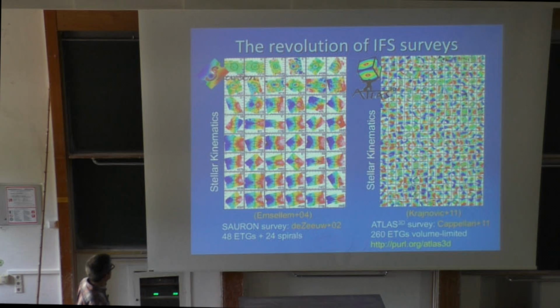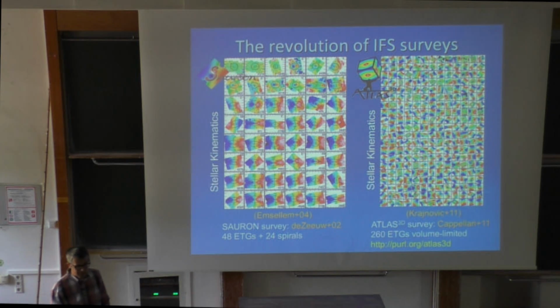Over a decade, almost 15 years ago, we produced the first maps of 48 early-type galaxies. This was the largest sample that had ever been observed. Before this, essentially nothing was known about the velocity fields of early-type galaxies. Then it took us about 7 years to move from this to a sample of 160 galaxies, which in this case was volume limited. This is what we call the ATLAS3D survey.